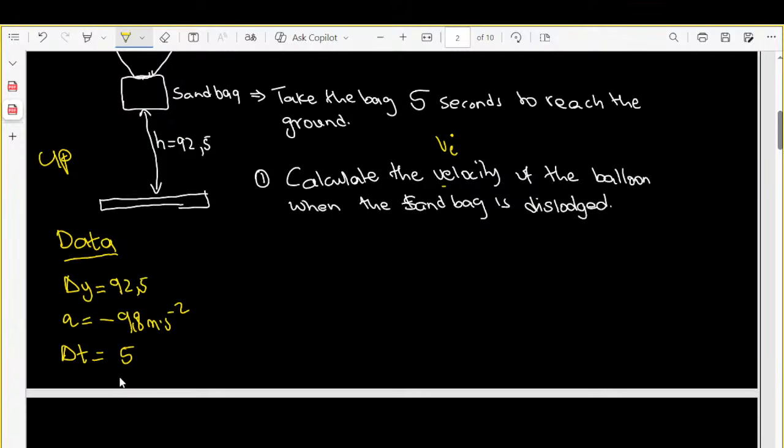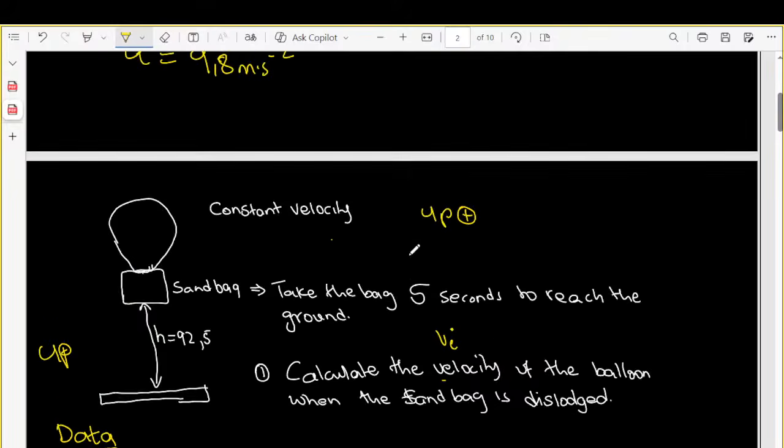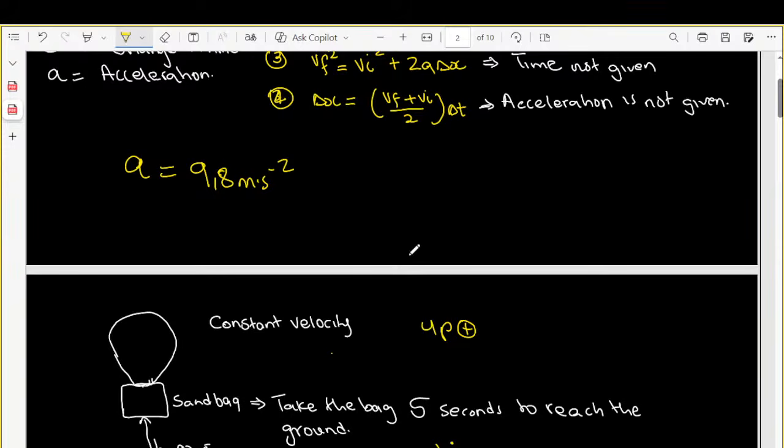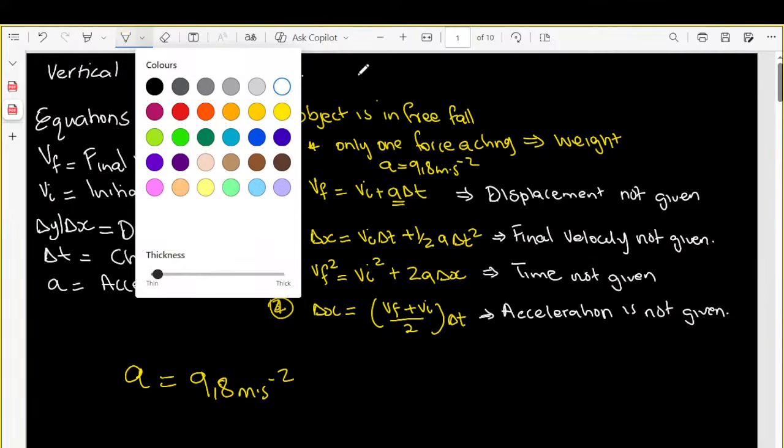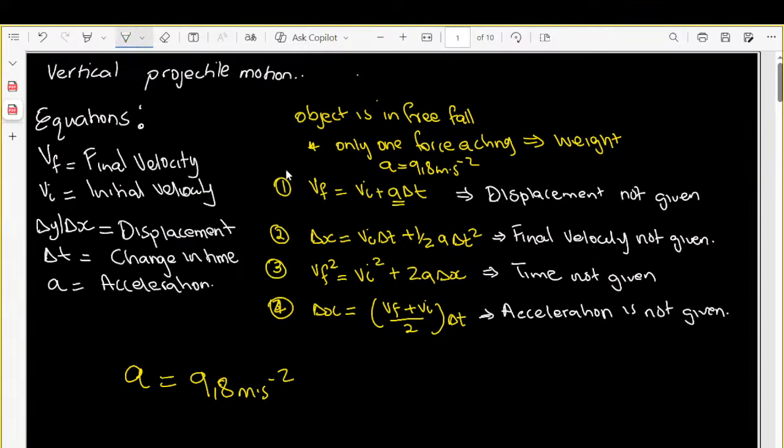Right, so we have delta y, we have a, we have delta t. We need to use the formula that doesn't have the v final. We're going to choose the formula that doesn't have a v final. So the first formula won't work, because it has the final velocity. And then even number 3 won't work. Then even number 4 won't work. Can you see that the only formula left is this one?